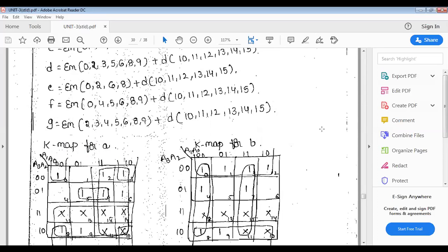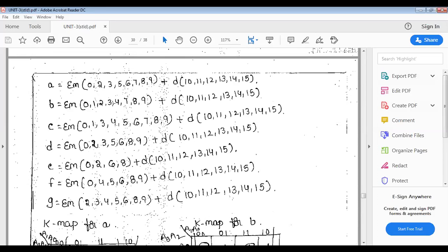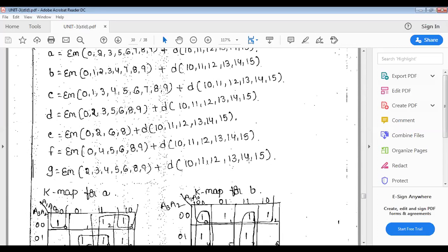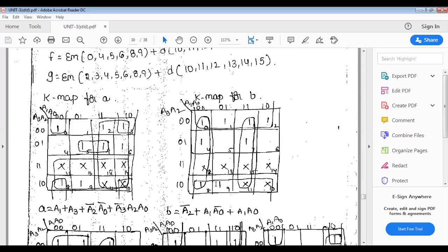Coming to the B. So what is B? In terms of minterms: 0, 1, 2, 3, 4, 7 and 8, 9. Whatever the minterms are given, they are replaced the same. And the don't cares are 10, 11, 12, 13, 14 and 15.